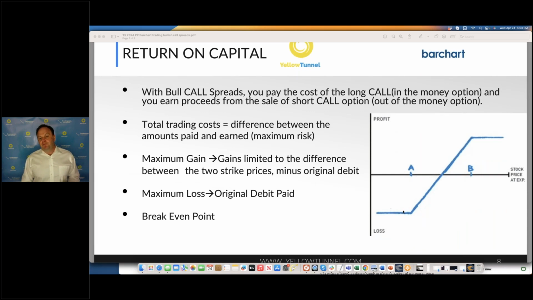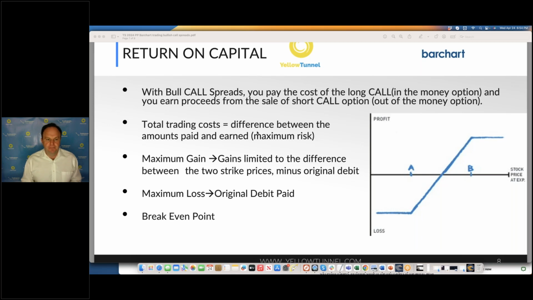And again, in terms of profit and loss, this line here basically is the difference between single call versus debit call spread, right? Because you're limiting your upside, but you're reducing your cost basis. So you pay the cost of the long leg in the money, that's strike A 100, and you earn proceeds here, right? You're selling the second leg, the short call at the higher strike.